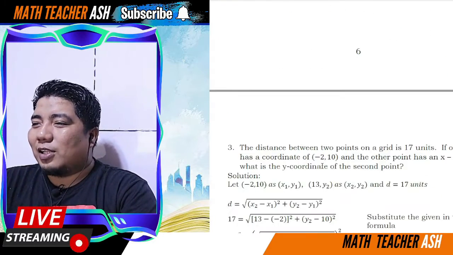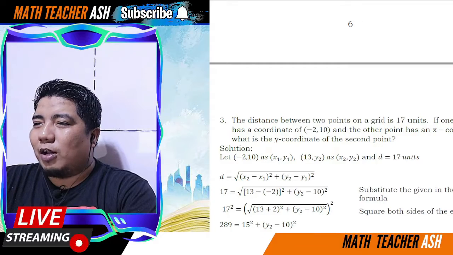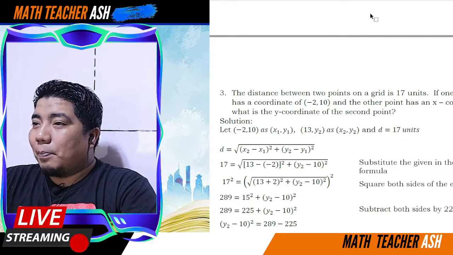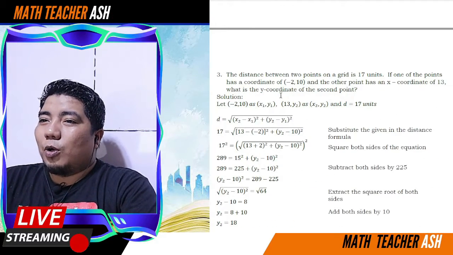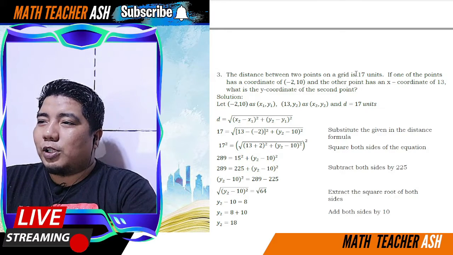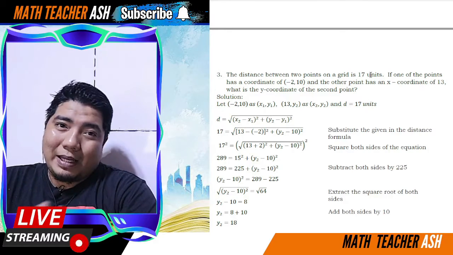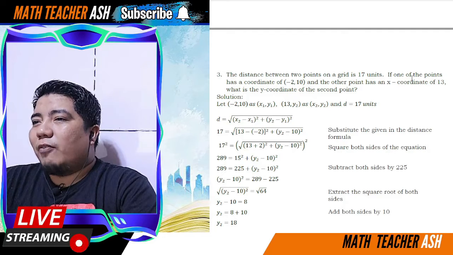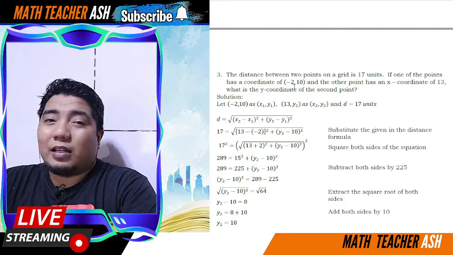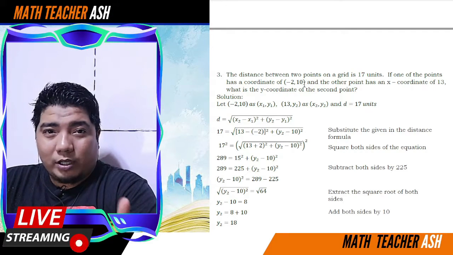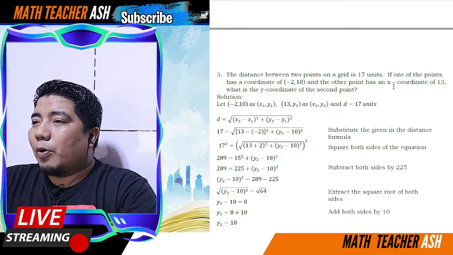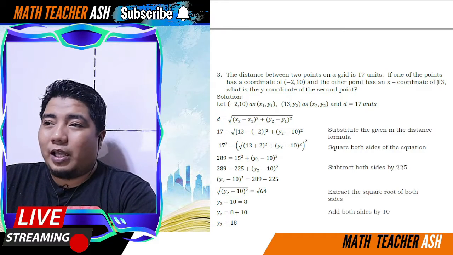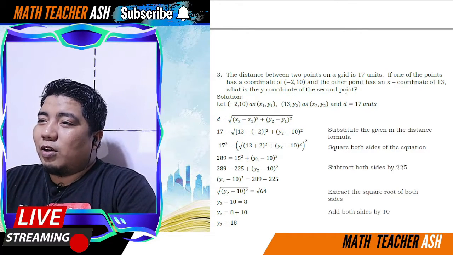Alright. So, now, let us go to the third example. Ito naman, iba. Palitin natin konti. Ayan. So, the distance between 2 points on a grid is 17 units. So, binigay ang distance. If one point has the coordinate -2, 10, alright, one coordinate given, and the other point has the x-coordinate 13, what is the y-coordinate of the second point?